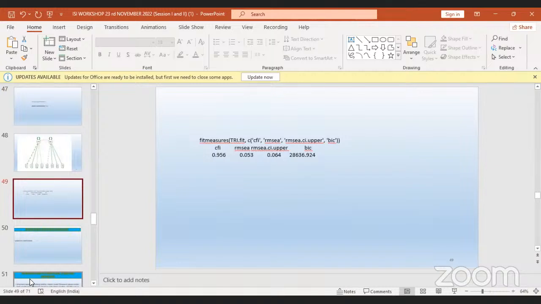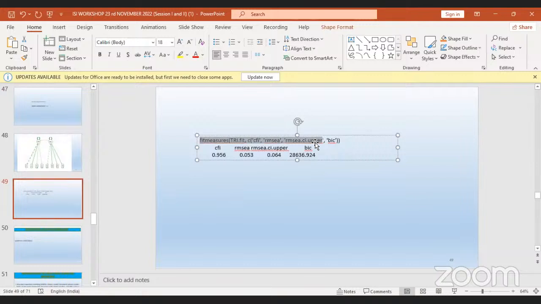Now for fit measures, this is the command for fit measures. So CFI, the comparative fit index, RMSEA, then the upper bound, and BIC are given. So you can just check the CFI and RMSEA. That is very much needed for your paper publication.